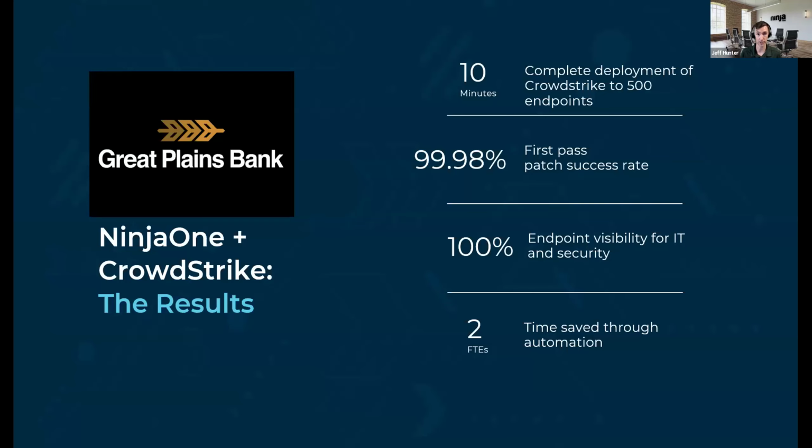You can see the raw numbers here: a 10-minute deployment of CrowdStrike to all the endpoints. You'll see how easy that is within NinjaOne's policy setup. It is a drop-down option, so very easy to get that pushed out. A 99.98% first pass patch success rate, so doing very well on the patching front there. 100% visibility from both the IT operational perspective and the security side through that CrowdStrike integration, and of course, overall time being saved.